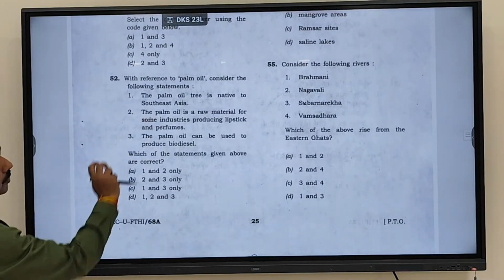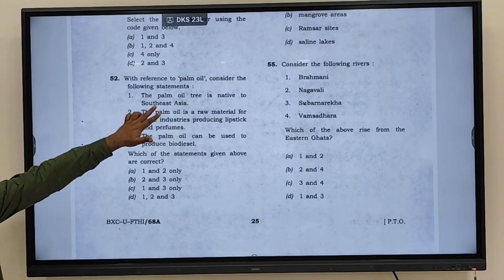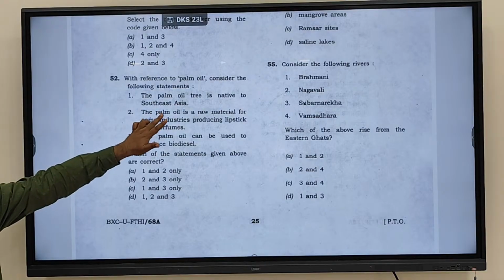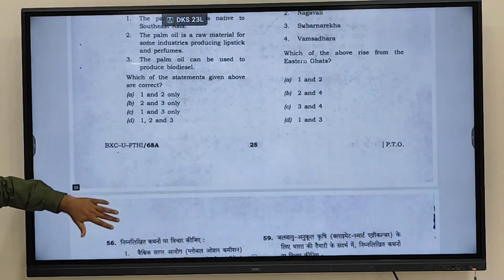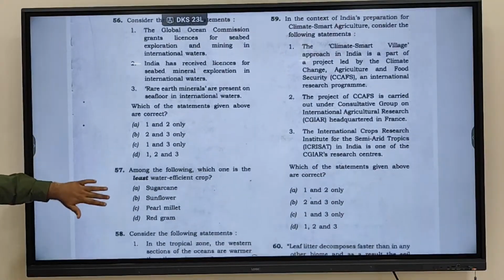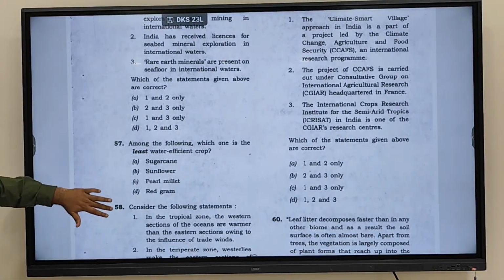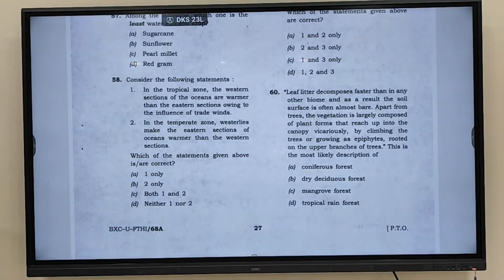You can see this is a question that has been asked regarding palm oil. We discussed India is importing palm oil. The palm oil tree is native to Southeast Asia, meaning Malaysia, Indonesia. So you can see how the question has been asked regarding palm oil. You just remember where it is being cultivated. Now first you answer 60.